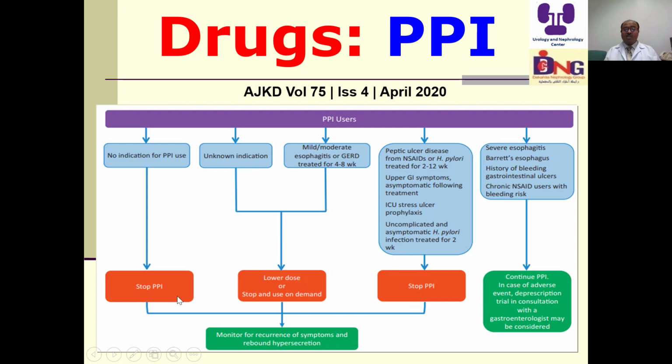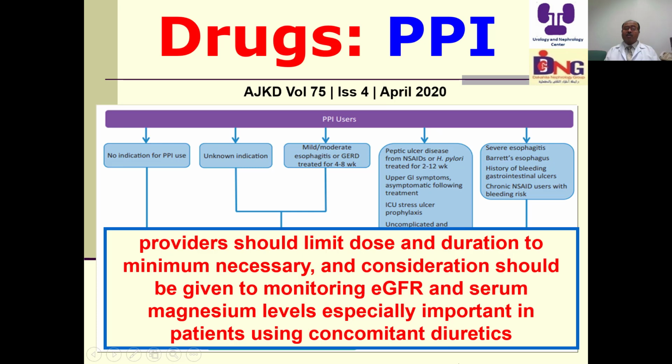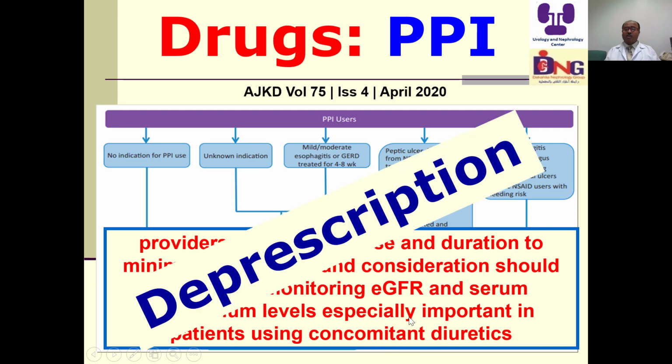And then if we decide to stop PPI, we should monitor the patient because we may need them for a short period of time. So providers should limit dose and duration to the minimum necessary. Consideration should be given to monitoring estimated GFR and serum magnesium level, especially in patients using concomitant diuretics. And for PPI, it is one word: deprescription. Deprescription means either to stop them, or to lower them, or to use them in an intermittent fashion. We use them in transplanted patients because they receive steroids and other drugs. So we give them for 1 week in a month, and the rest of the month H2 receptor blockers.